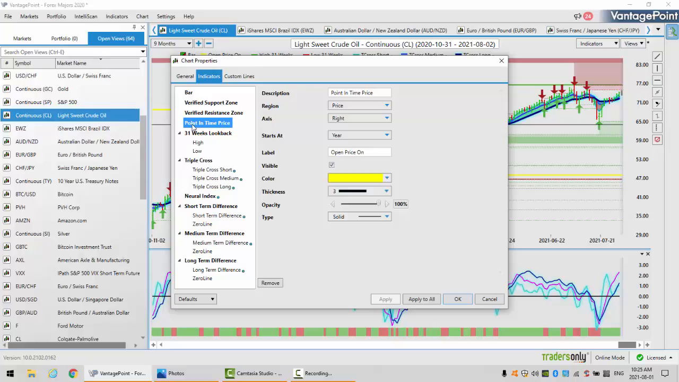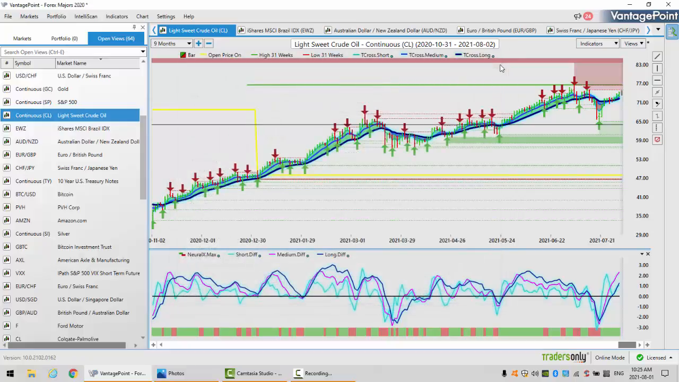I can also do that with, again, the point in time. And one of the tricks I like to do with that is on the weekly. The weekly opening price is almost as important to me as the yearly opening price. I like to combine them both.